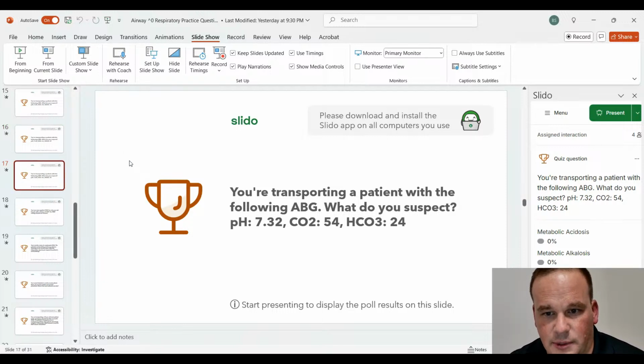All right, we'll go to our next question here. So you're transporting a patient with the following ABG. What do you suspect? pH 7.32, CO2 is 54, HCO3 is 24.